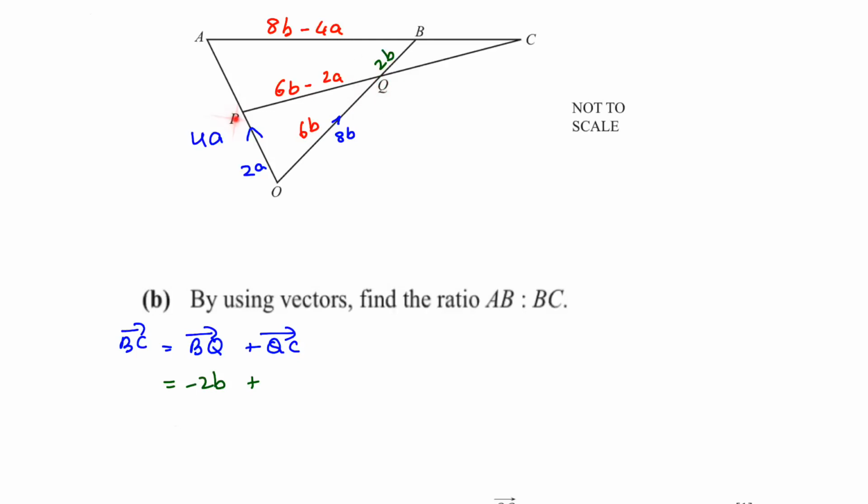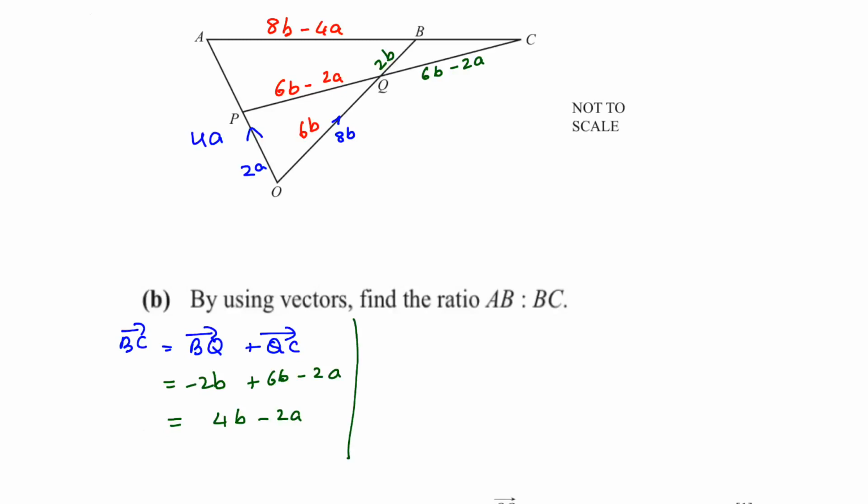Q is the midpoint of BC, that is given to us. PQ is 6B minus 2A. Therefore, QC is going to be 6B minus 2A. So that's what we are going to put here. And when you simplify it, you get 4B minus 2A.